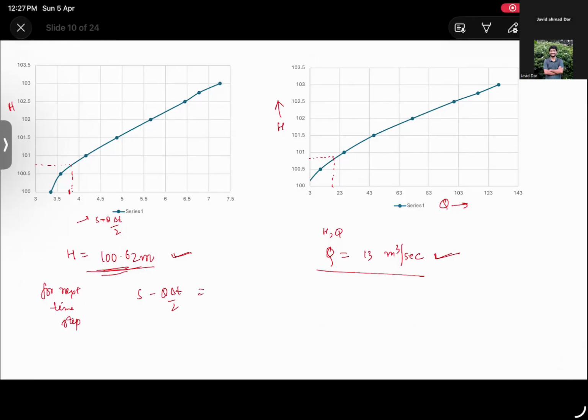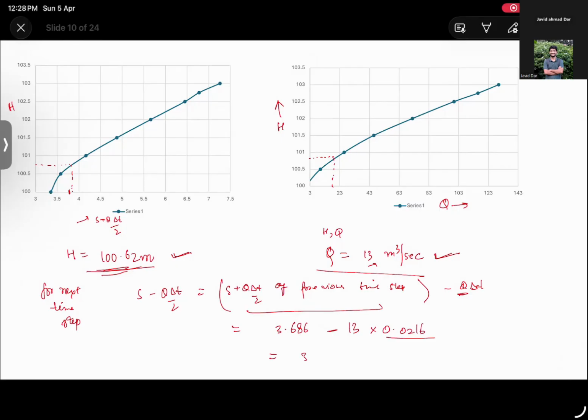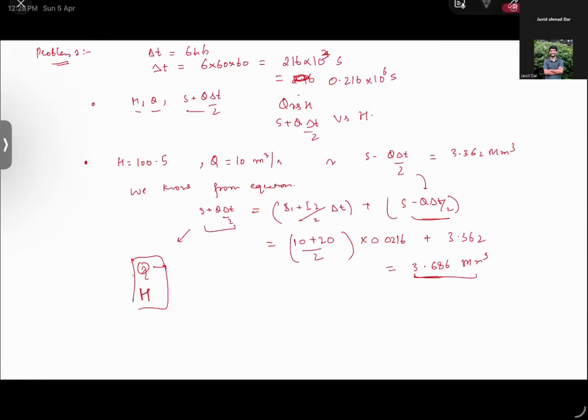So this will be the s plus q delta t divided by 2 of the previous time step, minus q delta t. So s plus q delta t divided by 2 of the previous time step, we know it was 3.686, minus the value of Q you computed now, which is 13, multiplied with 0.0216, which is your delta t. You get a value of 3.405 million meter cube. And now using this value, again, you have to repeat the steps.